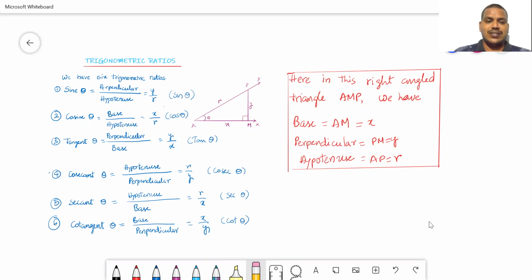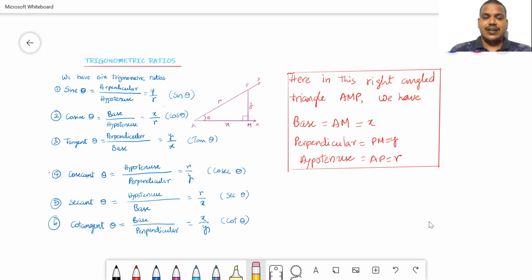For that, we have to consider an acute angle called angle YAX, which has its initial side as ray AX and its terminal side as ray AY, and P is any point on its terminal side, and we have to draw a perpendicular from P on AX. Then we have a right angle triangle AMP.